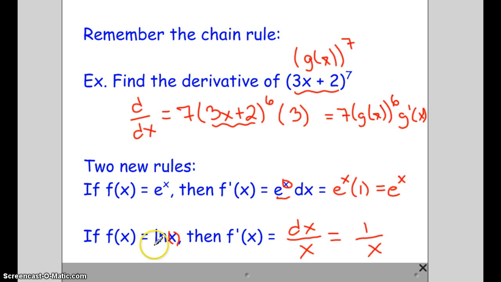Anytime I take the derivative of a natural log function, I wind up having the derivative of the inside divided by the original inside.